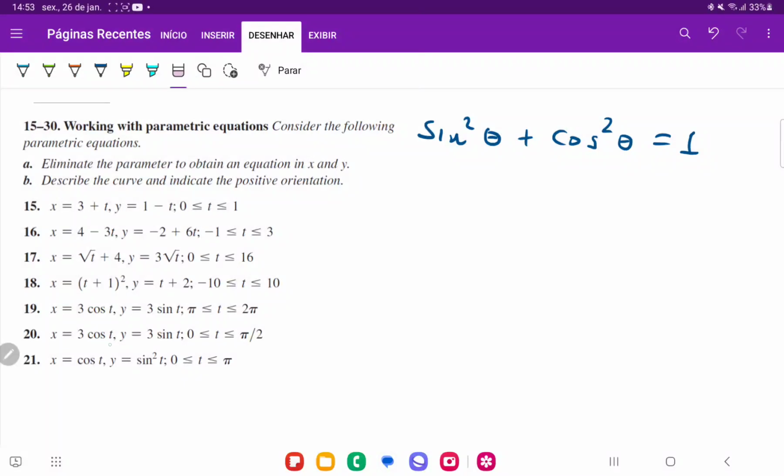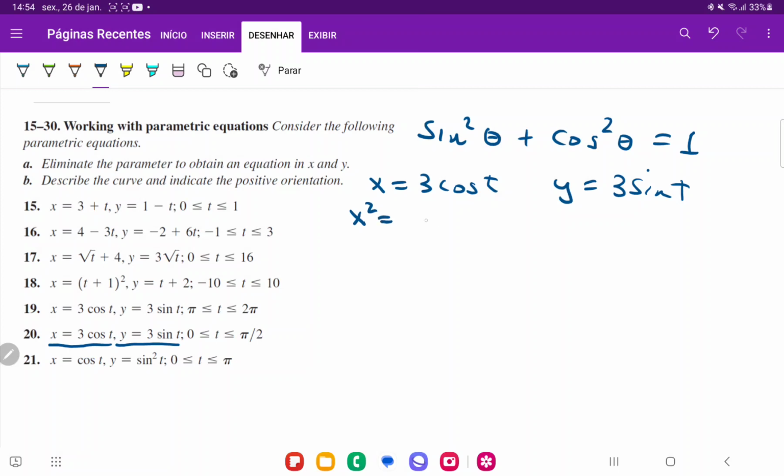For number 20, we're given this pair of parametric equations here, and the first thing that we have to do is eliminate the parameter. So we have that x is equal to 3 cosine of t, y is equal to 3 sine of t, and we're going to use the identity sine squared plus cosine squared is equal to 1 to eliminate the parameter. So let's square both sides of the equation.